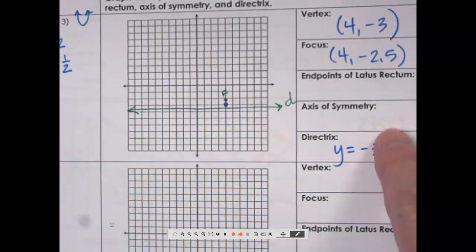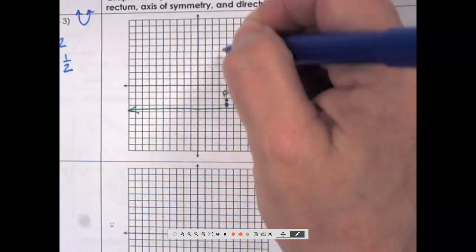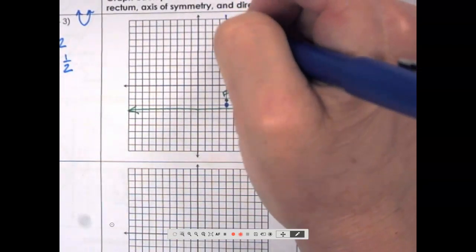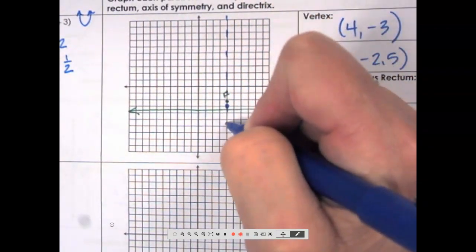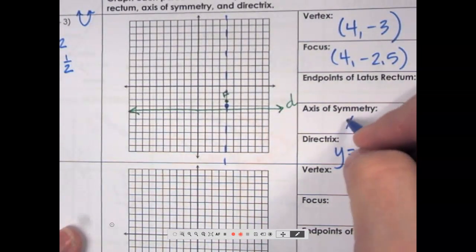Axis of symmetry is going to cut straight through the focus and the vertex and be vertical. So if this is the axis of symmetry right here, what is the equation of that line? X equals 4.